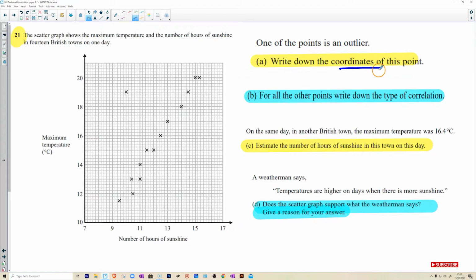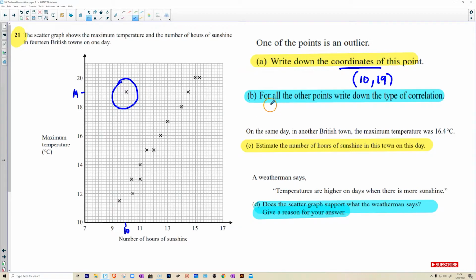Coordinates mean the x and y value of that particular point. Now the outlier means a point that does not follow the trend. If we look at this, we can see the trend is going this way, but this particular one is just on its own there. So we say that point is an outlier. Now what we need to do is read on the x-axis. From there to there is 11, that means halfway is 10. And this way from there to there is 20, that means halfway is 19. So the coordinate of this outlier is 10 and 19.